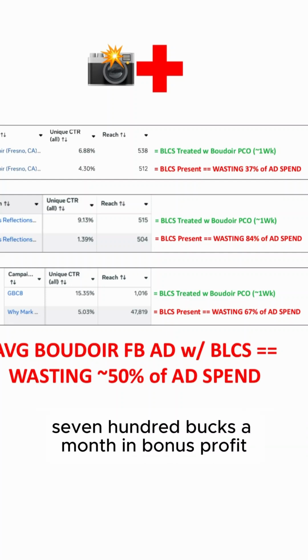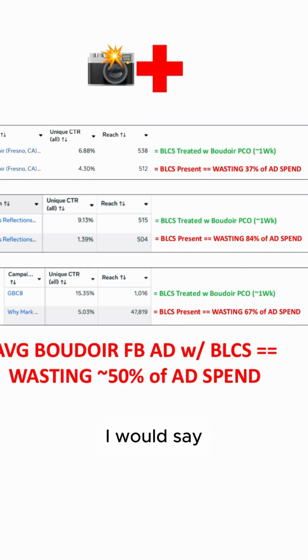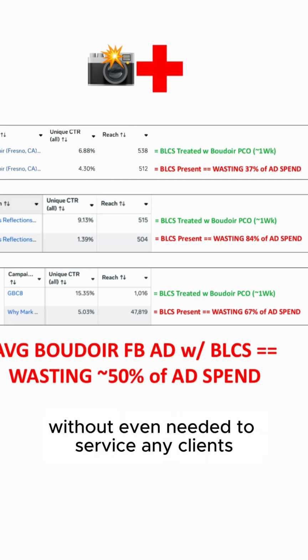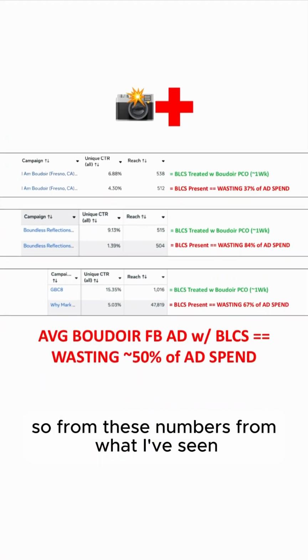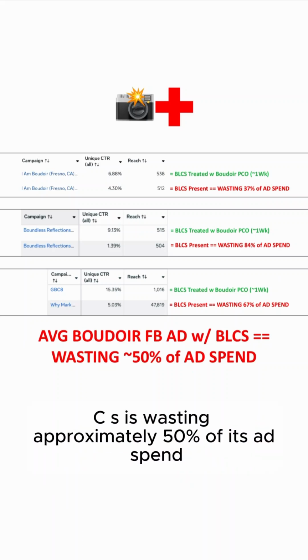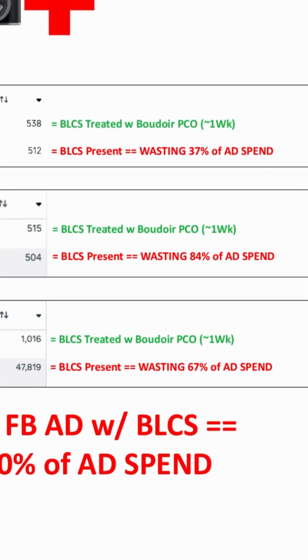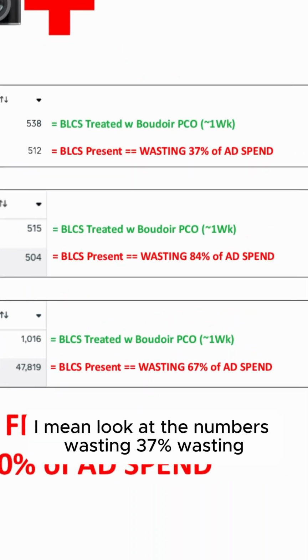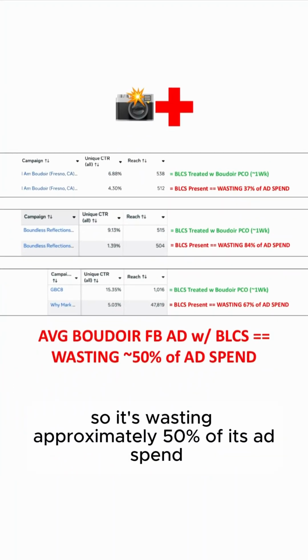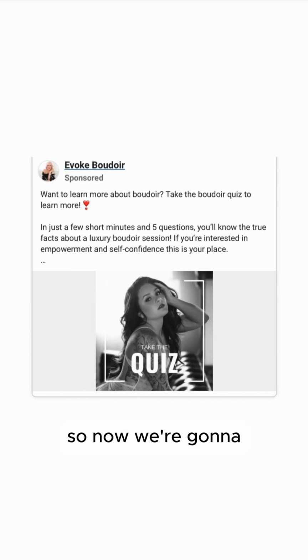6,700 bucks a month in bonus profit by simply not spending that money. I would say, 80 grand bonus in the next 12 months. So insanely good without even needing to service any clients. So from these numbers, from what I've seen, the average boudoir Facebook ad with BLCS is wasting approximately 50% of its ad spend. I mean, look at the numbers, wasting 37%, wasting 84%, wasting 67%, so it's wasting approximately 50% of its ad spend.